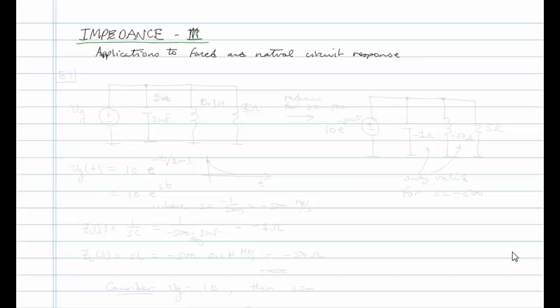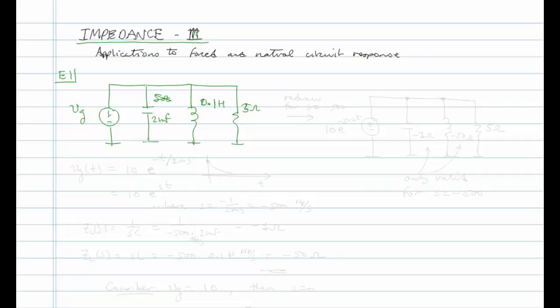Okay, now we're going to work some problems to get familiar with this idea of impedance. So, exercise 1, here we go. We're going to have a parallel RLC circuit. And we'll call this VG. Start over. 5 ohms over here, 2 millifarad, and 0.1 Henry.